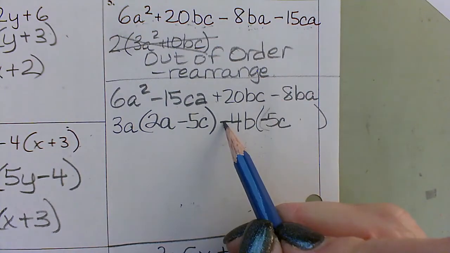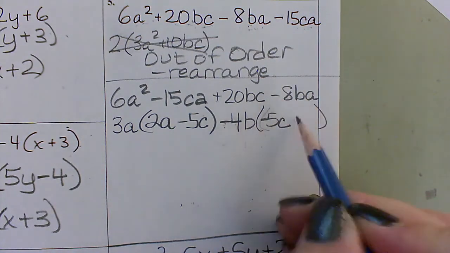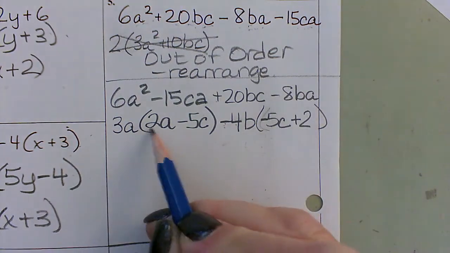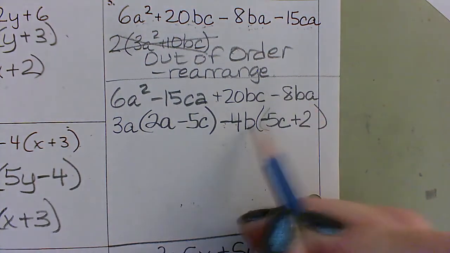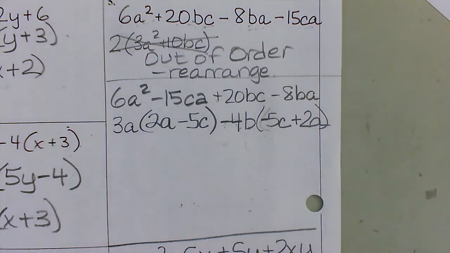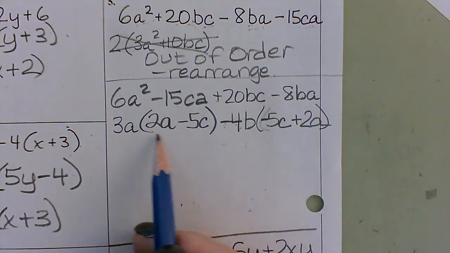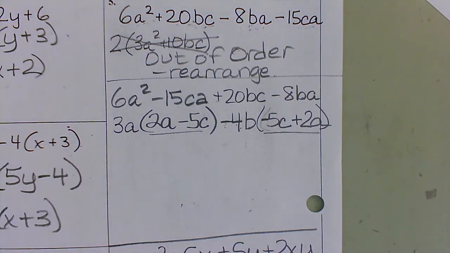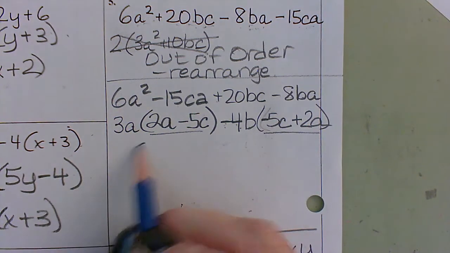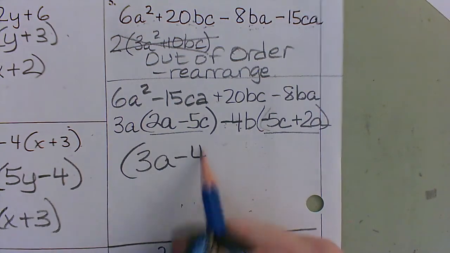The negative comes out. The 8 divides by 4 to give me a positive 2, which is exactly what I want. And I took the B out, so now what I'm left with is the A. Are these 2 brackets identical now? Yes. They're just backwards from each other, but they are identical. So now 3A minus 4B.